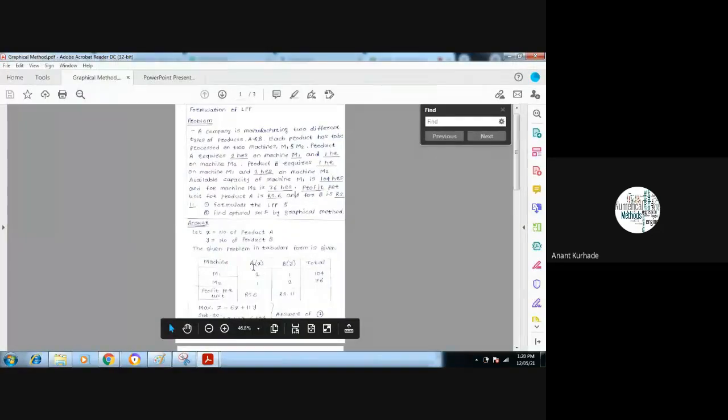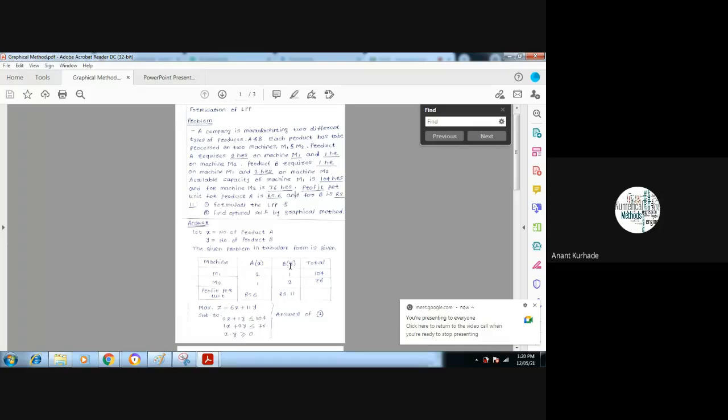So each product has to go through the M1 and M2 machines, and the next one, the B type product, also has to go through M1 and M2. Now why is 2 here and 1 here? Read carefully. Product A requires 2 hours on machine M1, so you can write 2 here.